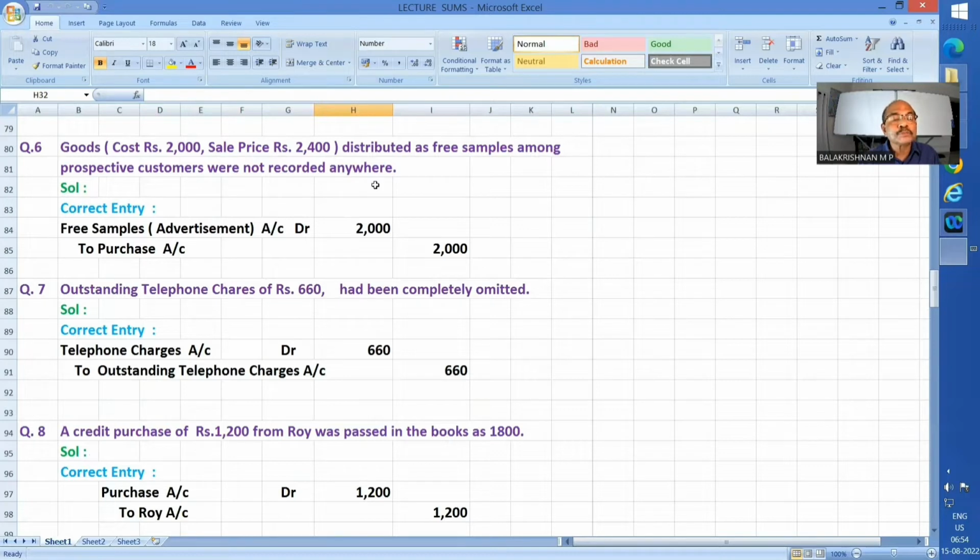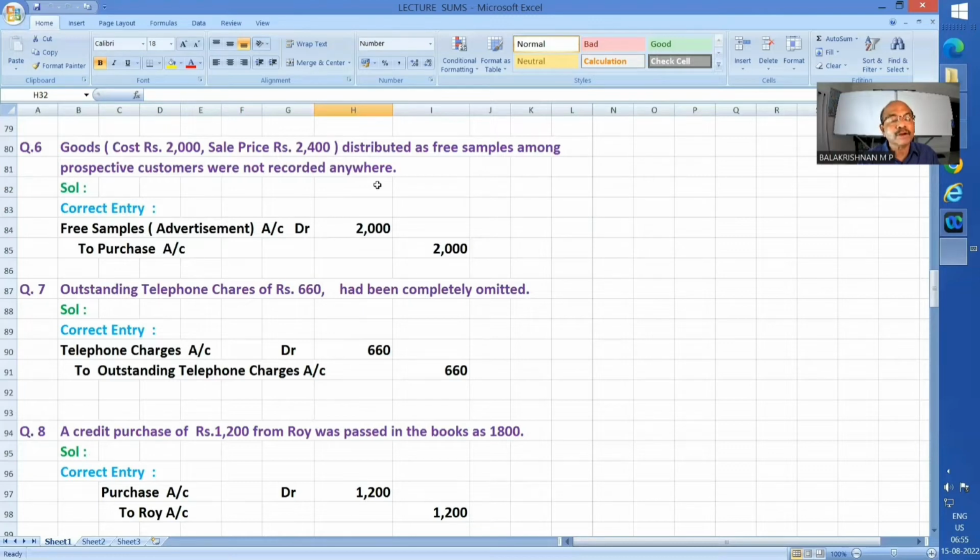Goods cost ₹2,000, sales price ₹2,400, distributed as free samples among prospective customers were not recorded anywhere. So it's a pending case of an omission. Just bring the proper entry into the picture, and the matter gets solved. So free samples or advertisement account debtor to purchase account. Of course, you may ask why purchase account? Any purchase made originally, we had debited purchase account. Any diversion of that purchase for non-trading purpose means you have to give a credit to that. That's the rule. So purchase has to be credited.